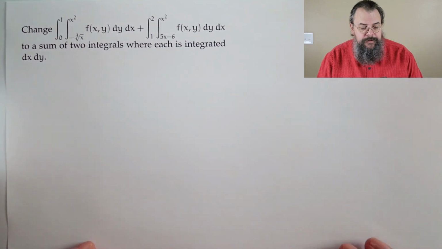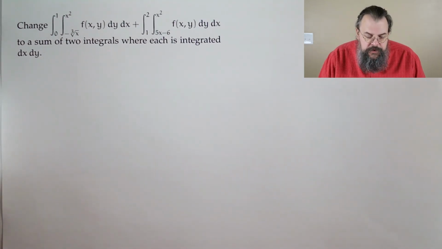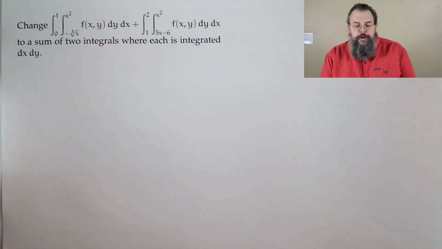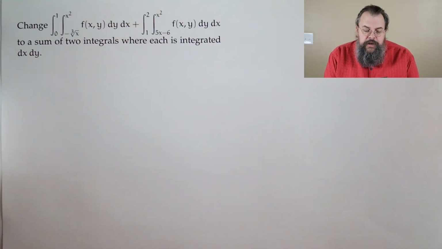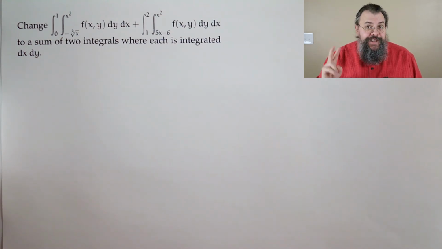So here we go. Change the integral 0 to 1, integral from negative cube root of x to x squared of our function dy dx, plus 1 to 2, integral from 5x minus 6 to x squared of f of x y dy dx, to a sum of two integrals where each is integrated dx dy. So we're swapping the order of integration. We currently have two integrals, and after we change the order of integration, apparently we'll still have two.